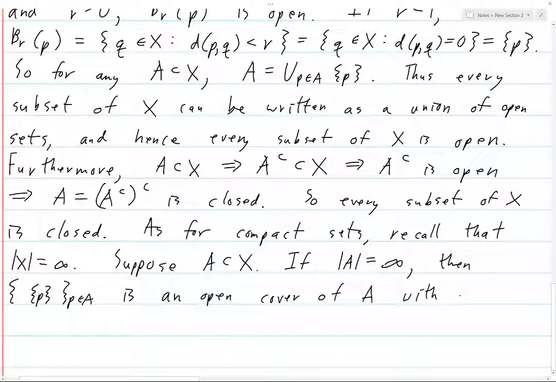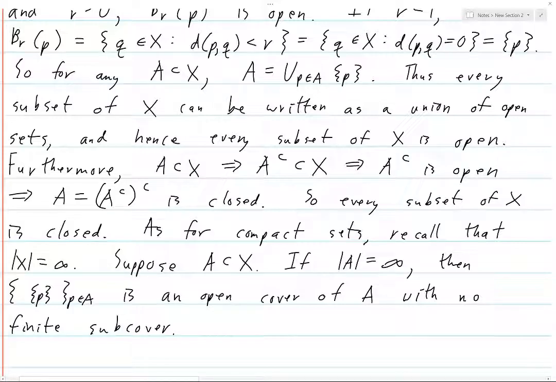with no finite subcover. And why is there no finite subcover? Because if this collection of sets had a finite subcover, then we would need to remove at least one of these sets. I mean, of course, you'd have to remove infinitely many sets, because that's the only way that you would go from infinitely many sets to finitely many sets. But regardless, you would have to throw out at least one of these singleton sets.